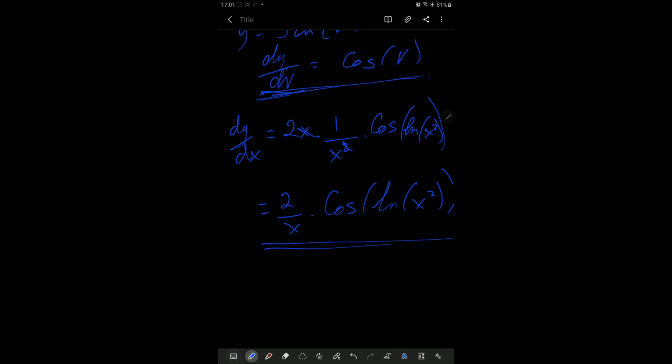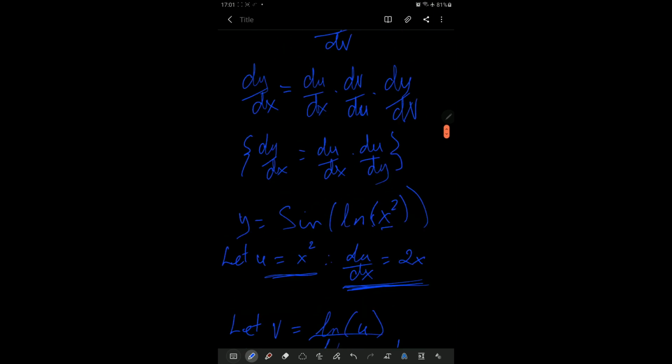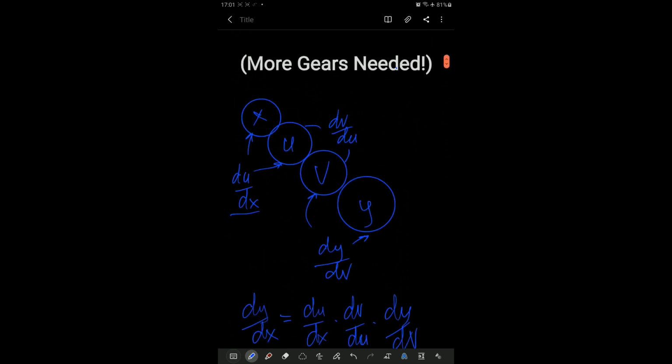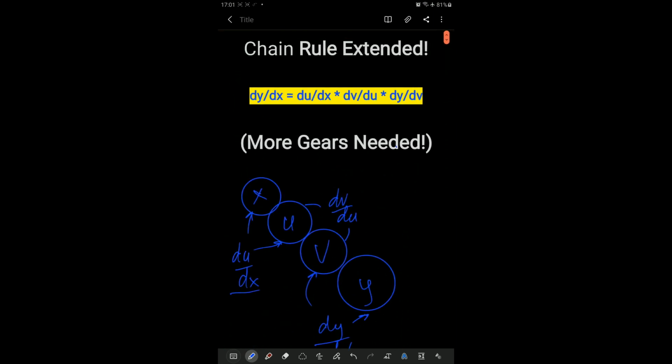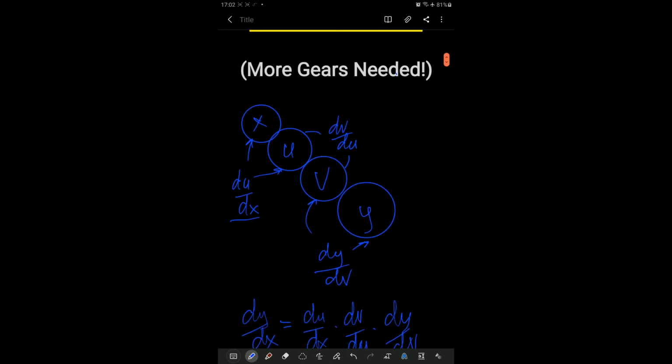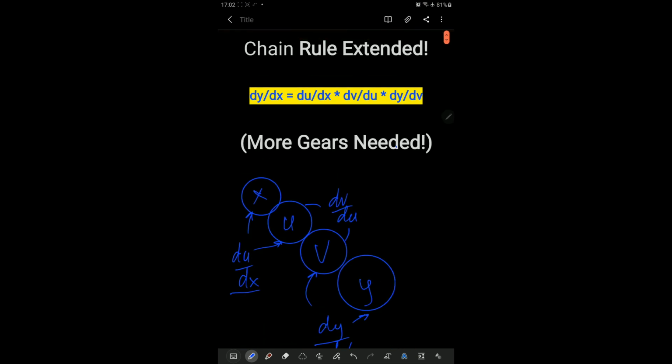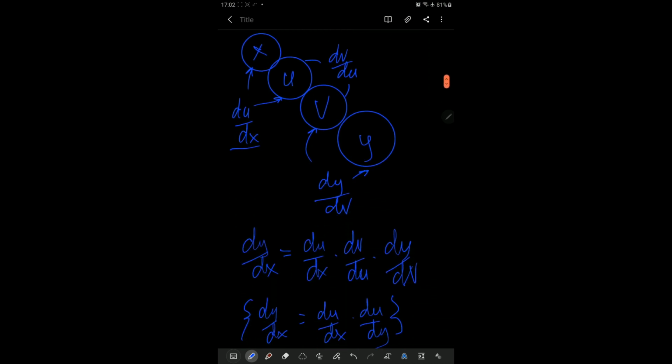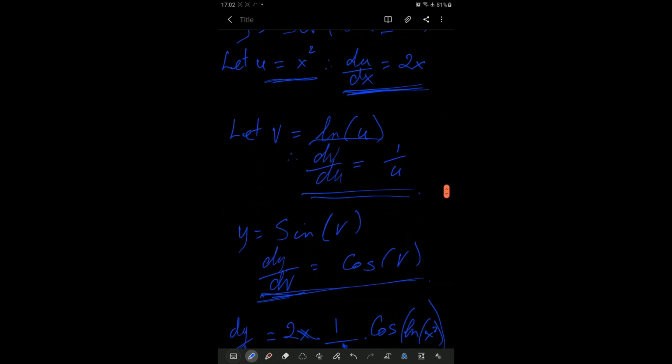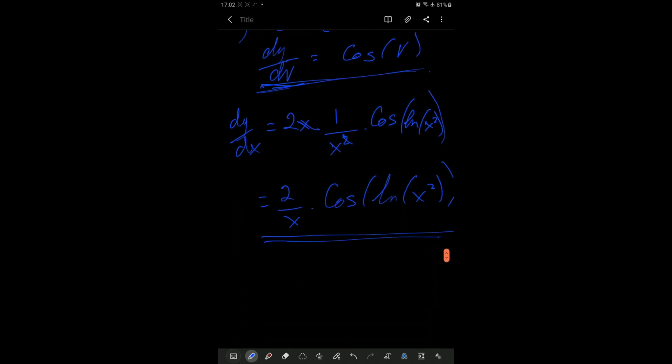So there we go. I mean, there are other ways of doing it obviously, but that shows how this chain rule can be extended. And of course you can add as many gears as you like and keep extending this ad infinitum. So I hope that's really added to the understanding of chain rule and how easy it is to apply it to your work.